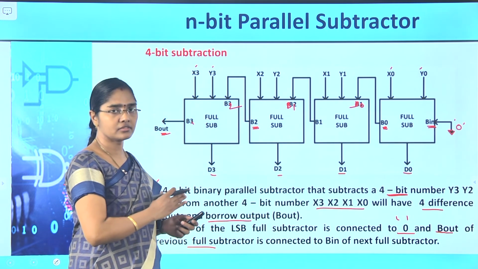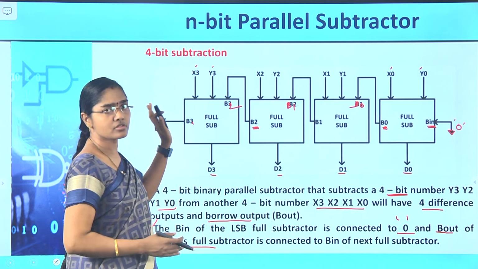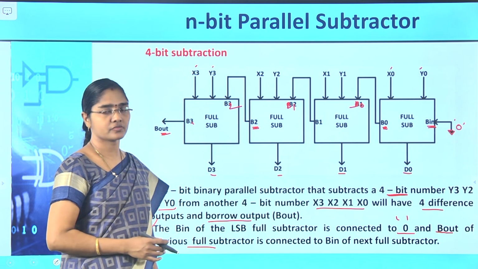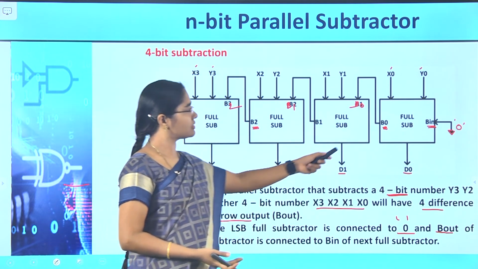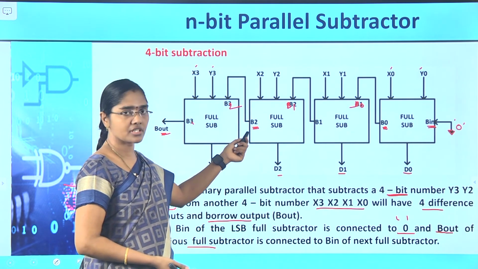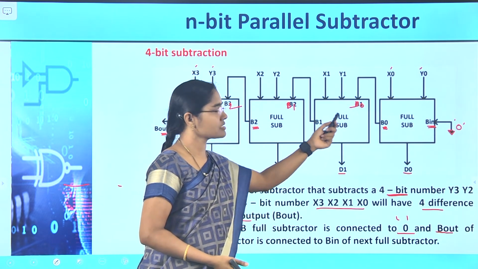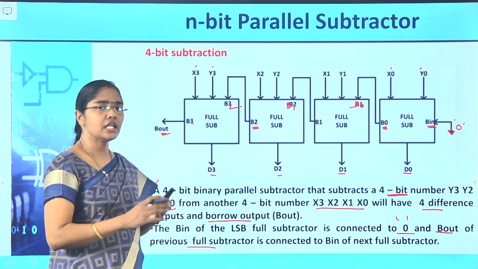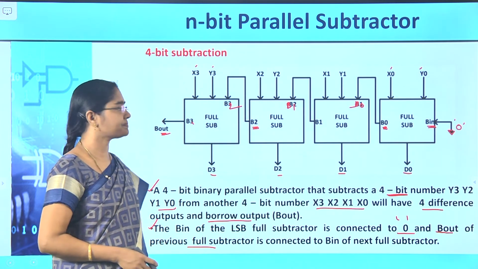Like this, by connecting the required number of full subtractors based on the n-bit values, the parallel n-bit subtractor can be constructed. And here the limitation is the delay problem. As the connections are cascaded, the final stage depends on its previous stage, and that stage depends on its previous one, and the second stage depends on the first stage. Like that the dependency is there. So delay is more in this parallel subtraction.